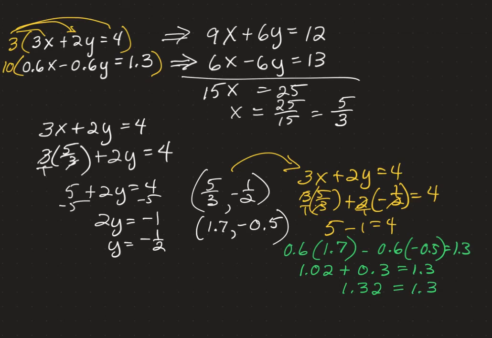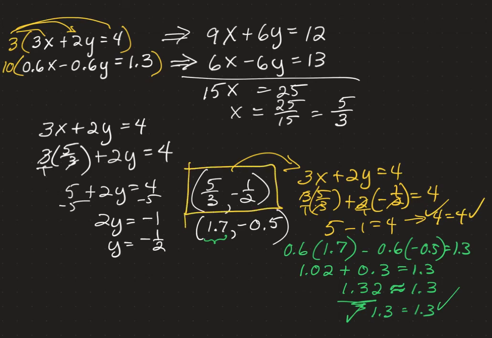Is that not equal? The thing is, this is an approximation. So the best I'm going to get here is an approximation. And if I round this side to the tenths place, I get 1.3. So I'm calling that good. It all checks out. Oops, I did not quite finish my previous check. So that becomes 4 equals 4. Done now. This is correct. However, since we started with decimals, this one will be the preferred form.